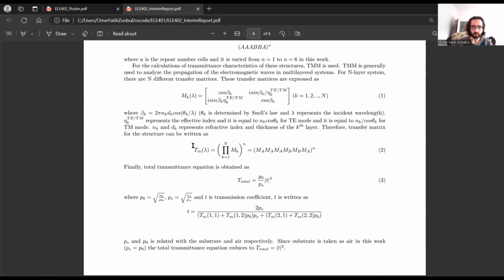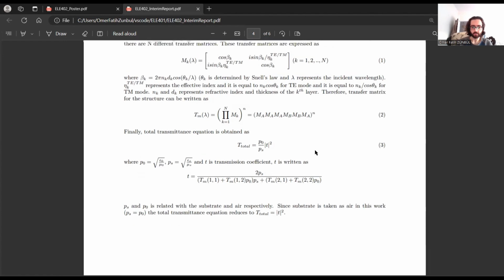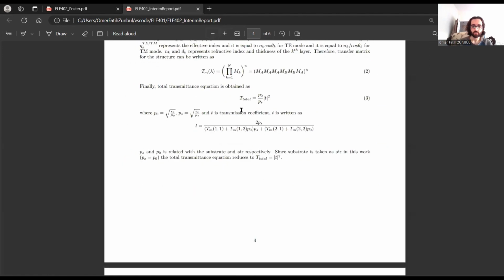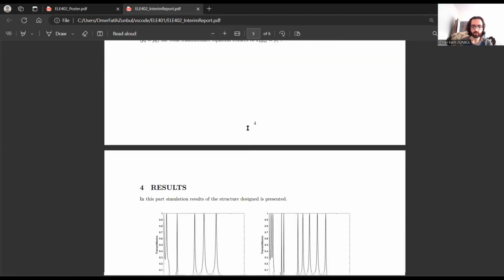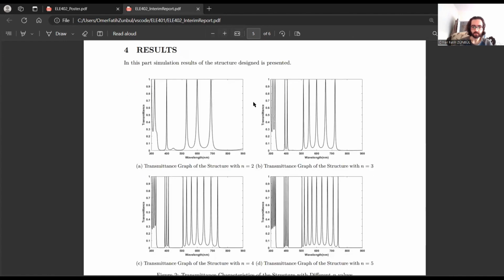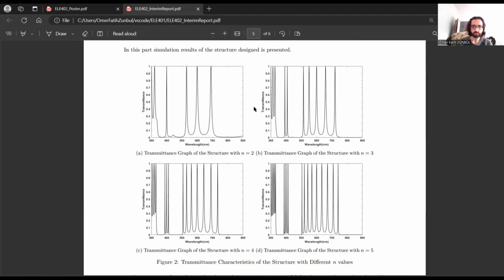And after the calculations of these layer matrices, we put them in order so that we can obtain the whole transfer matrix. With this transfer matrix, we can calculate the transmission coefficient. And with this transmission coefficient, we can calculate the total transmittance. If you plot the total transmittance, this gives us the transmittance characteristics of the structure.